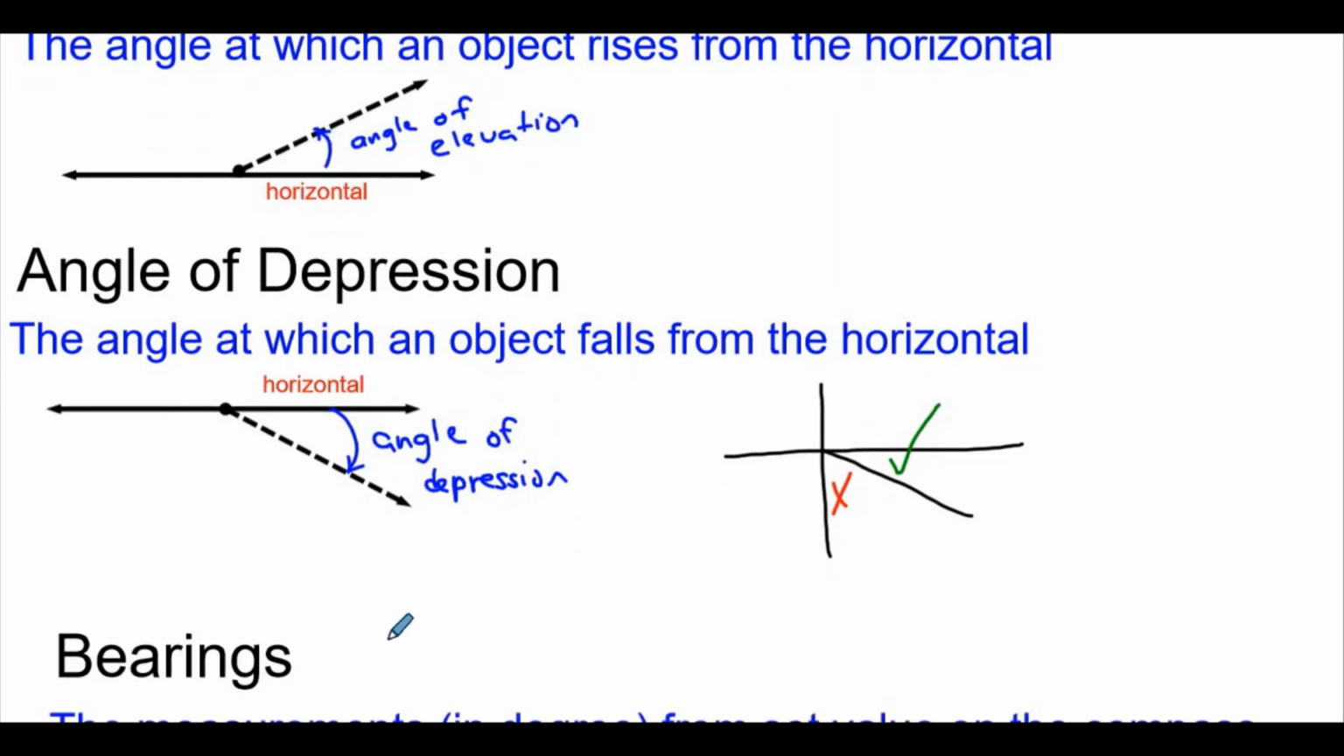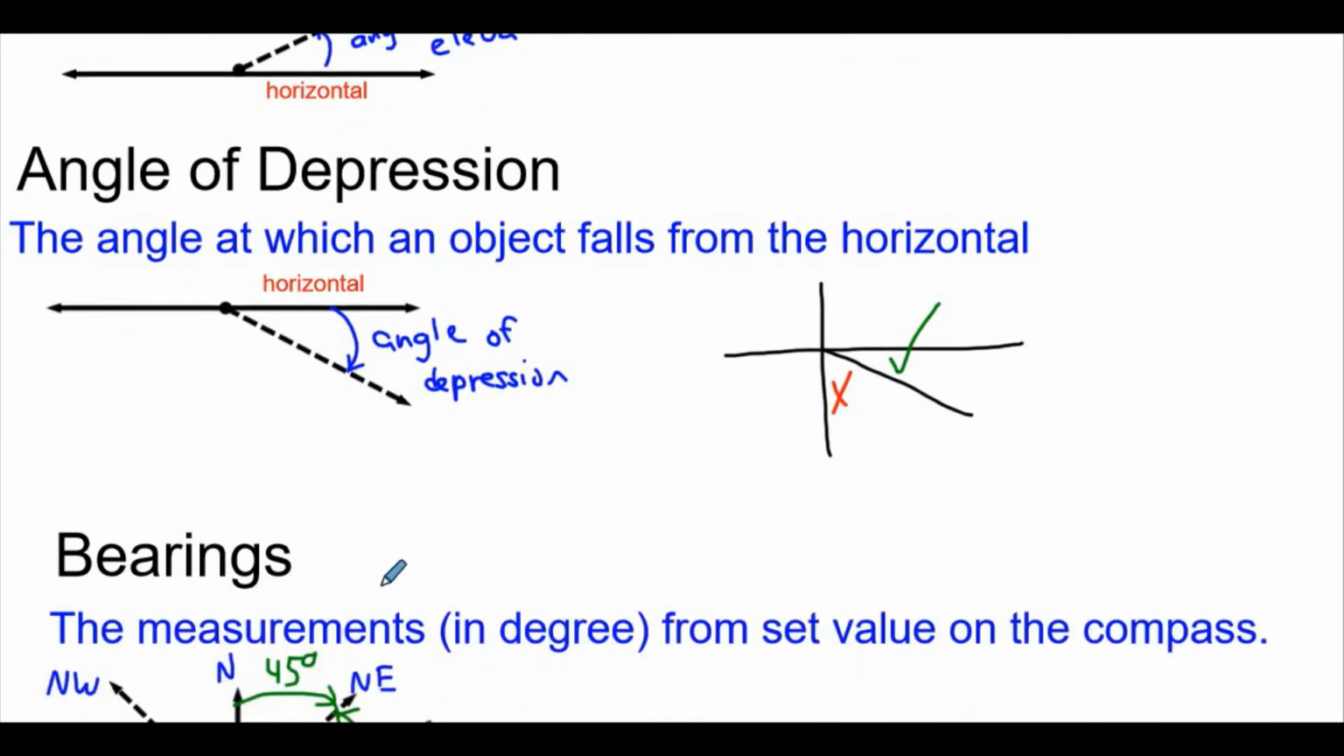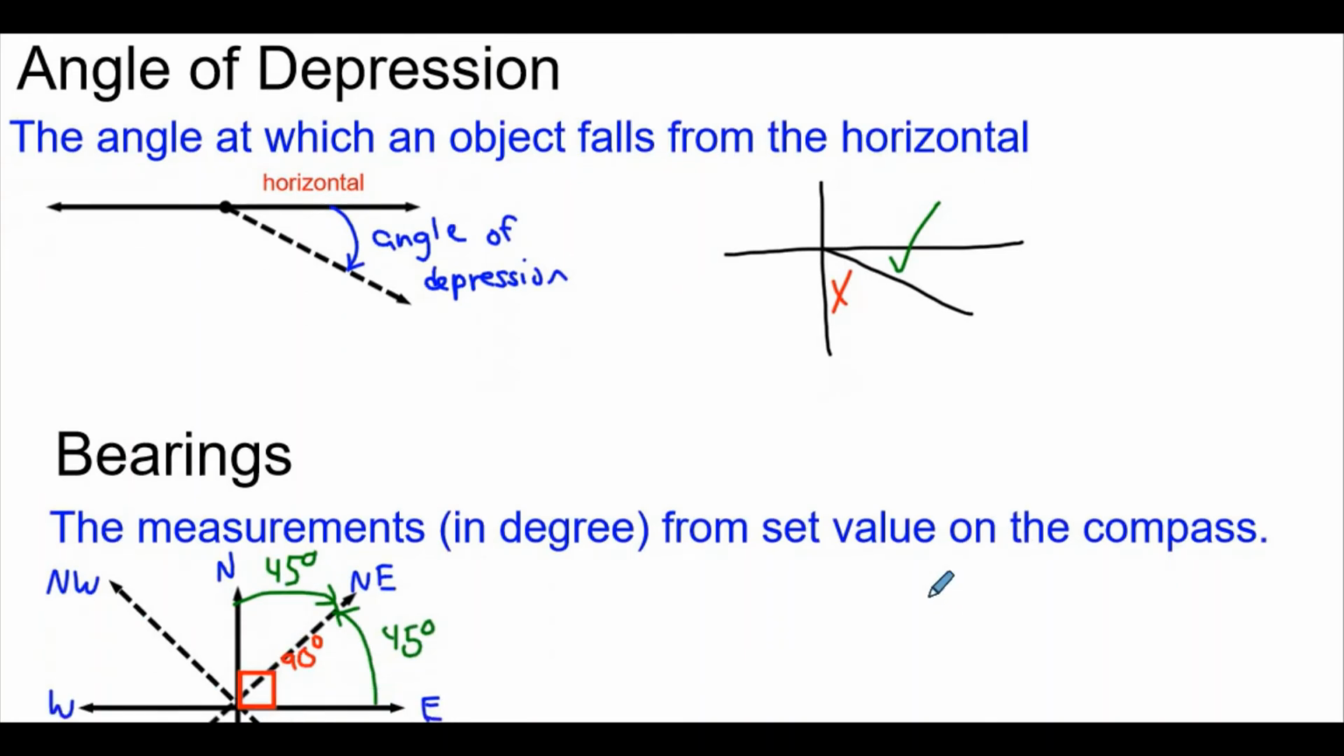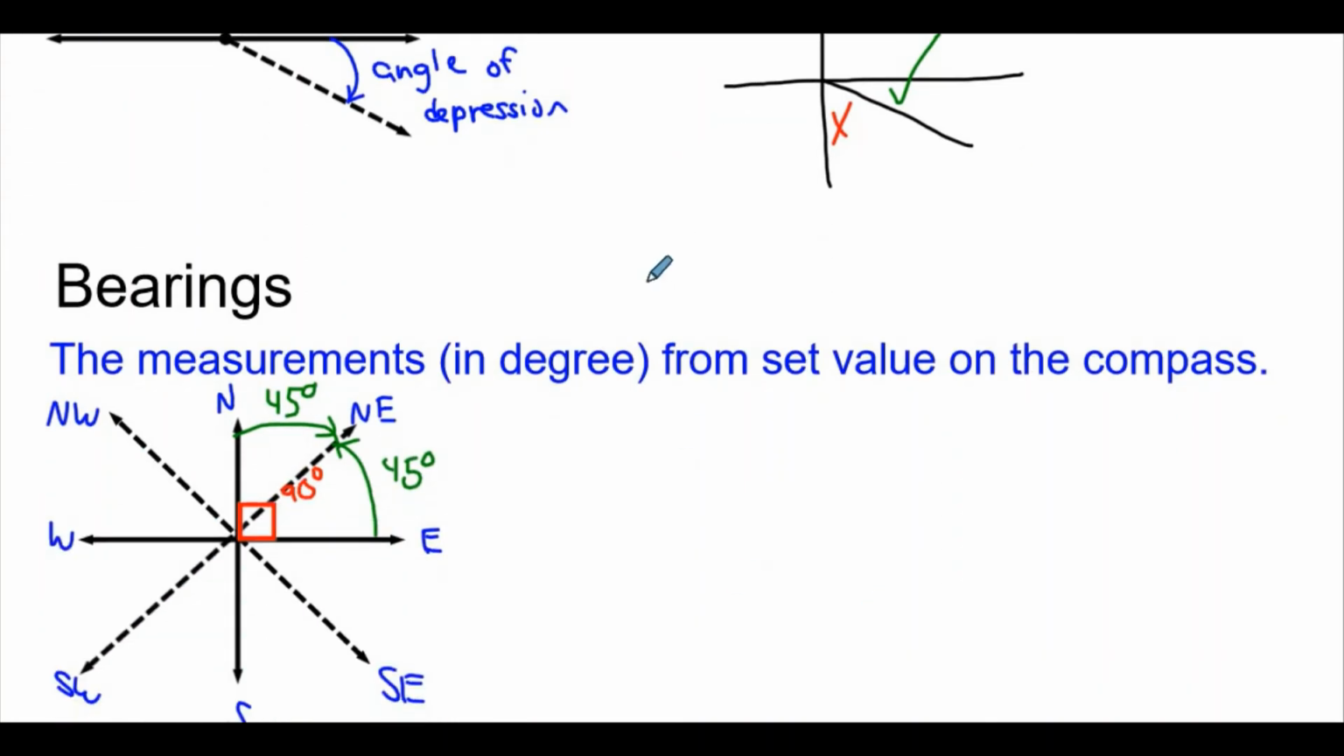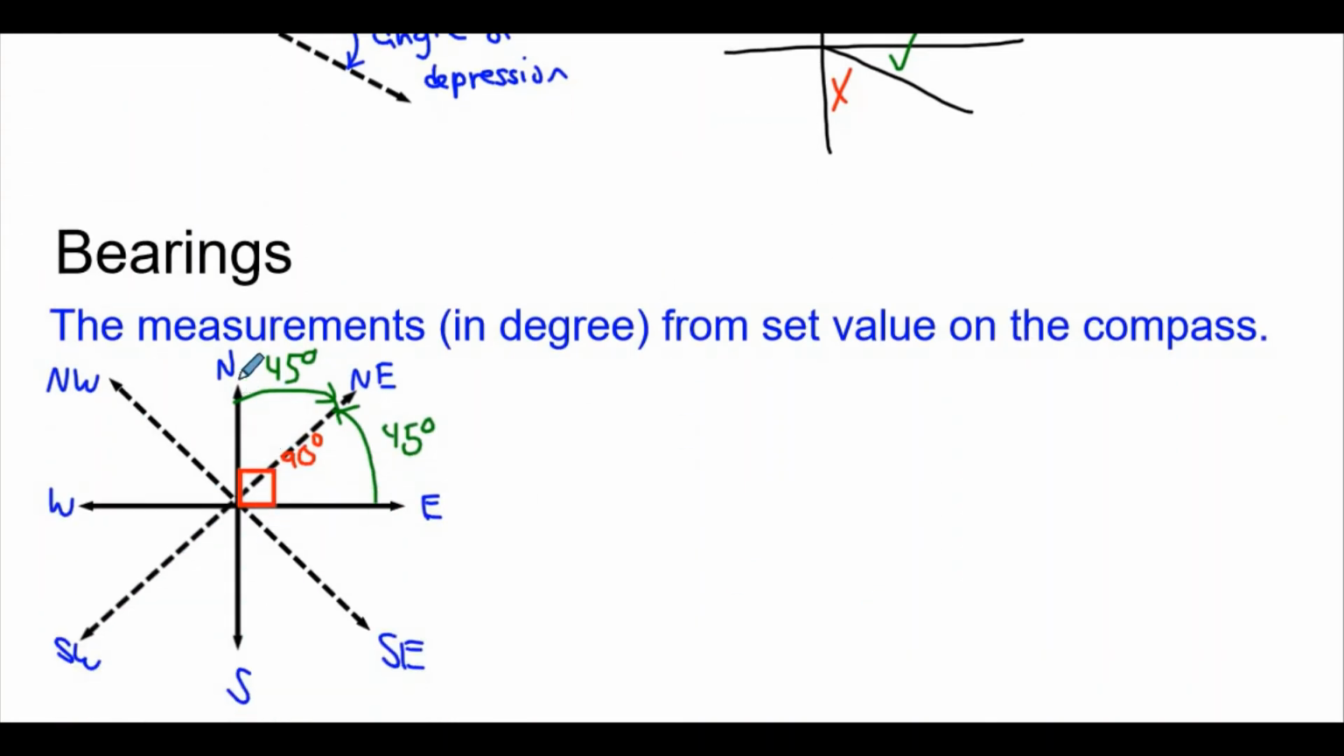And now we're going to talk about something called bearings. Bearings are things that you sometimes hear when a pilot talks about going something like north of northwest or south of southwest. Bearings are measurements in degrees from a set value on a compass. As an example, you can see my compass that I have here labeled. We of course have north, east, south, west, whatever mnemonic device you use.